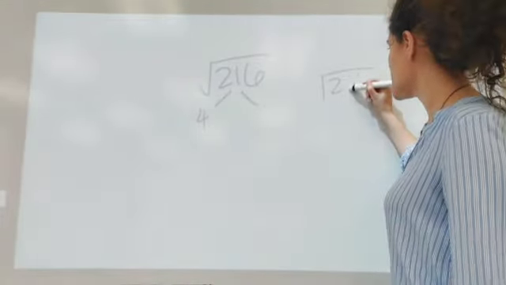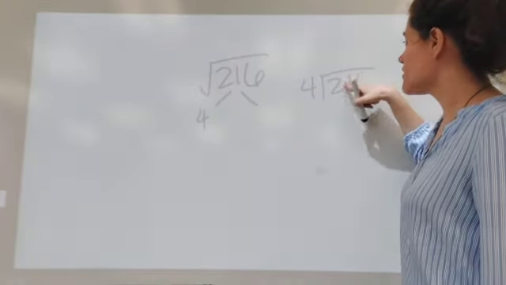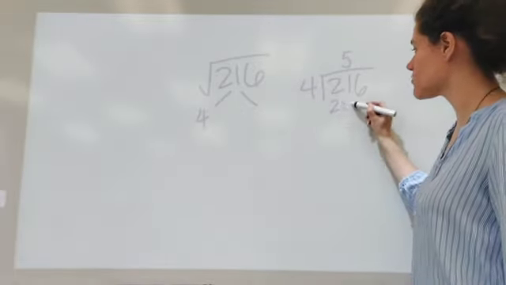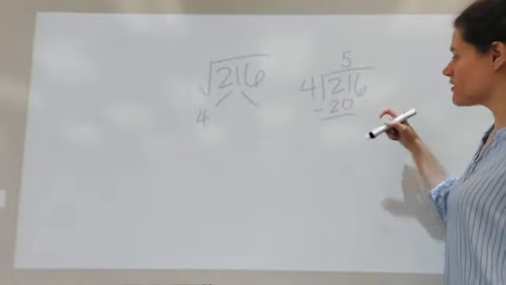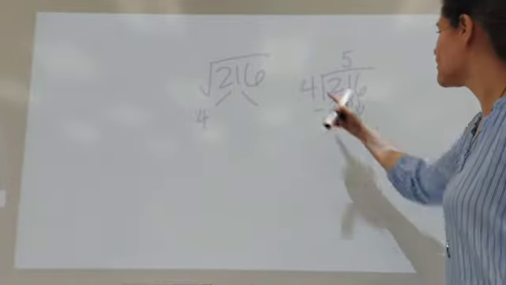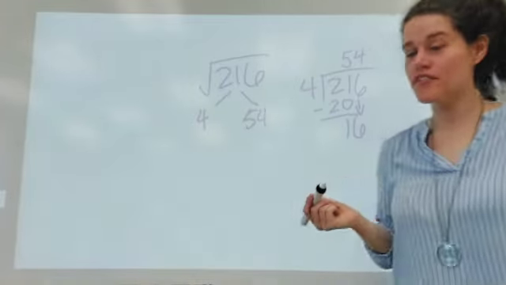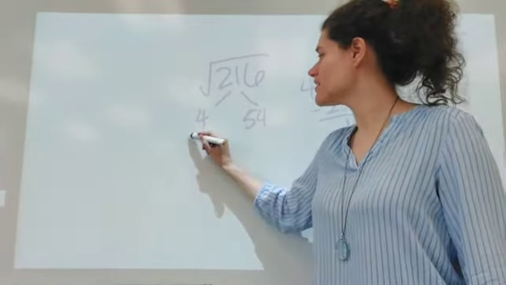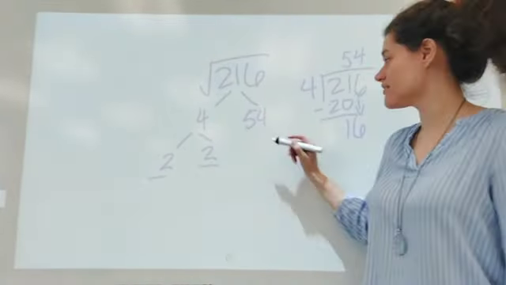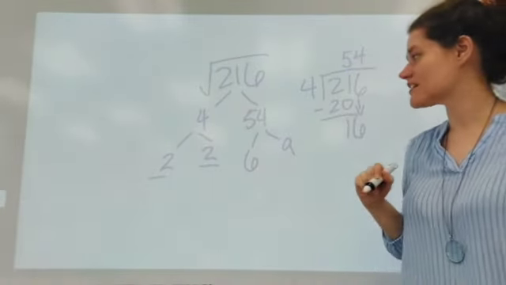So 216 divided by 4. 4 goes into 21 5 times. 5 times 4 is 20. So 21 minus 20 is 1. I'll bring the 6 down. 4 goes into 16 4 times, so that gives me 54. 4 splits into 2 and 2, so both of those are done.